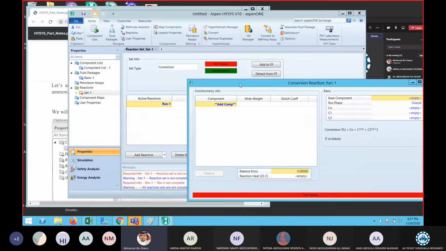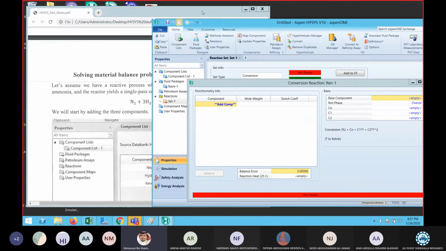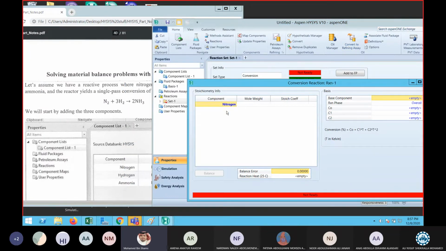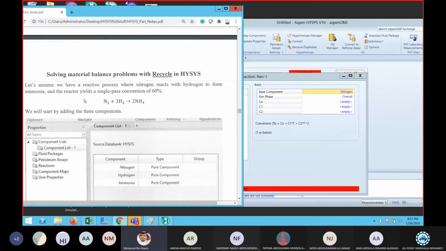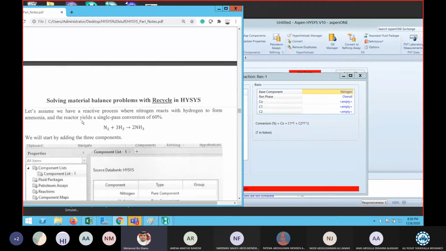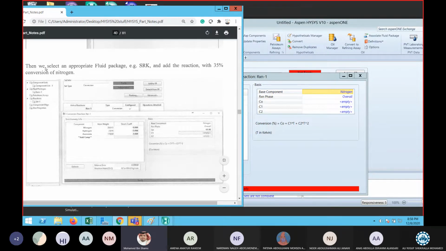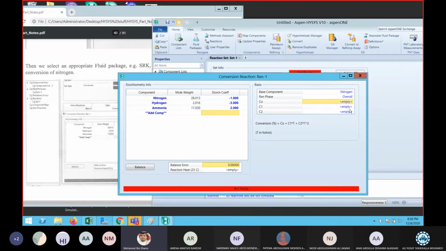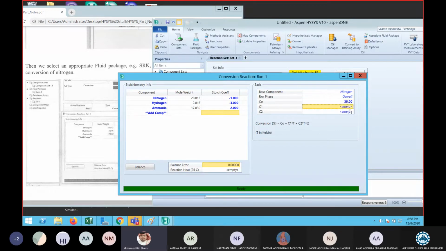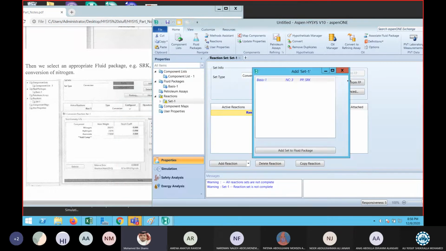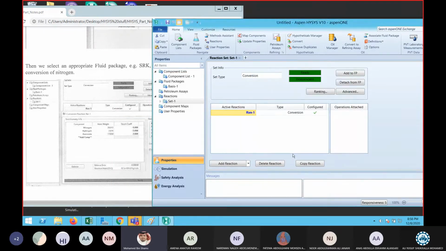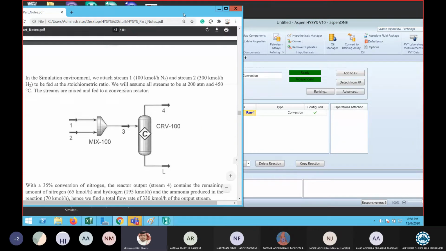So we have nitrogen, the hydrogen, and the ammonia. The nitrogen is -1, hydrogen -3, and we have 2 ammonia. The conversion of which? The single pass conversion told us here is 35% conversion of nitrogen. So the last thing is we have to add the fluid package to that, and then we are ready to move to the simulation environment.